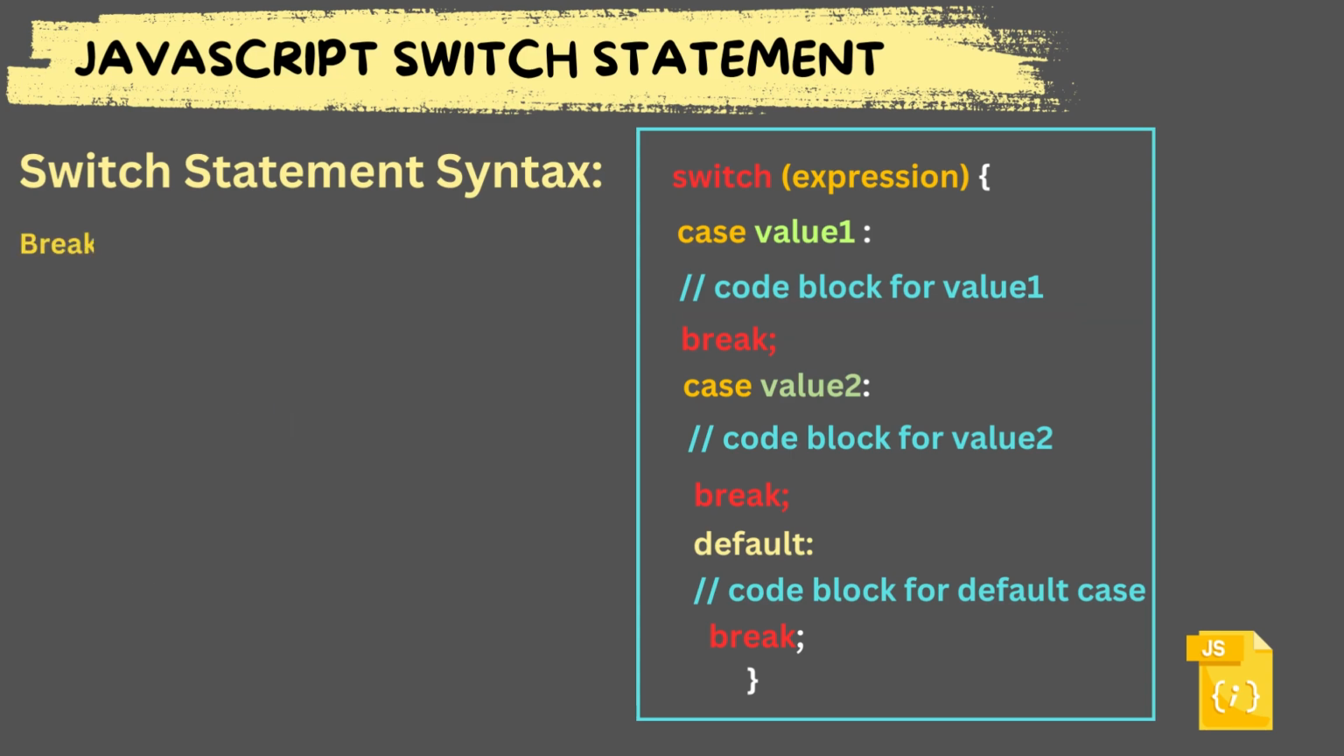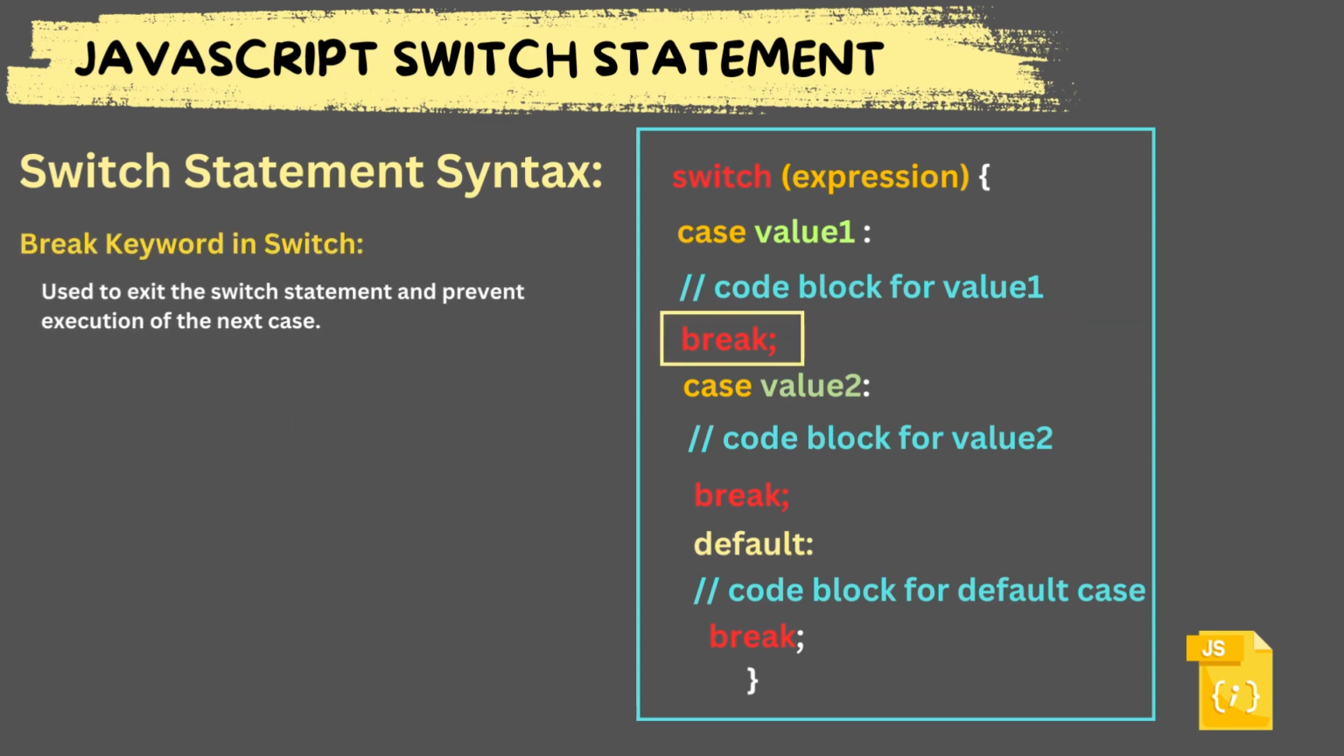Now after this we have this break keyword, and this break keyword is used to exit the switch statement and prevent the execution of the next case. If we omit this break keyword, then the code will fall through to the next case and execute its code block as well. This can be useful in some situations, but it can also lead to unexpected and unwanted behavior. Therefore, it is recommended to always use the break keyword unless you have a good reason not to use it.